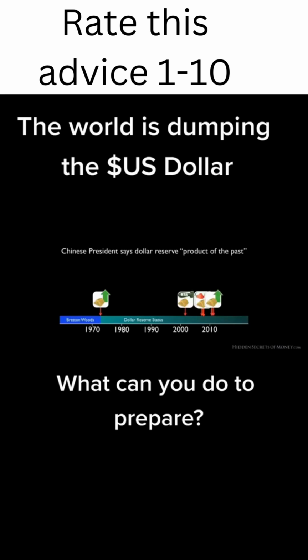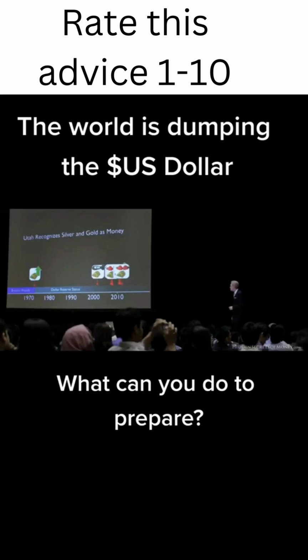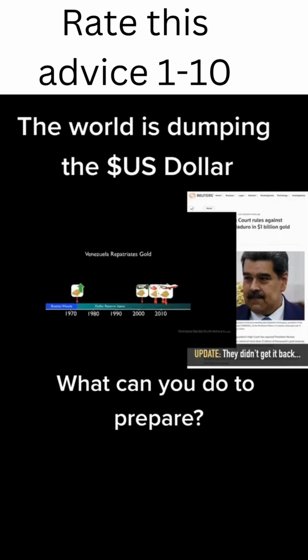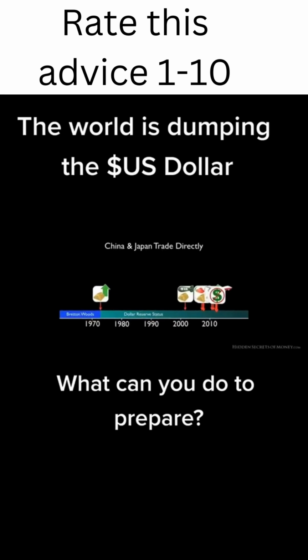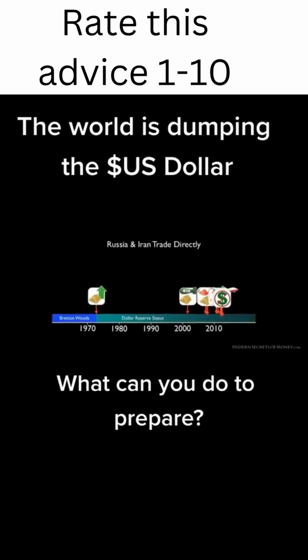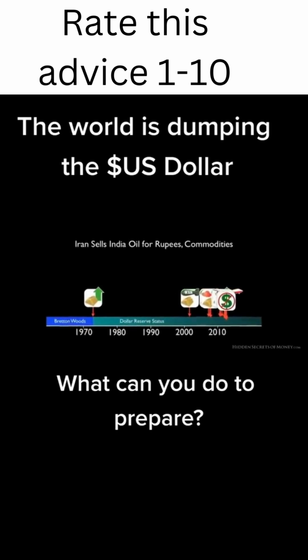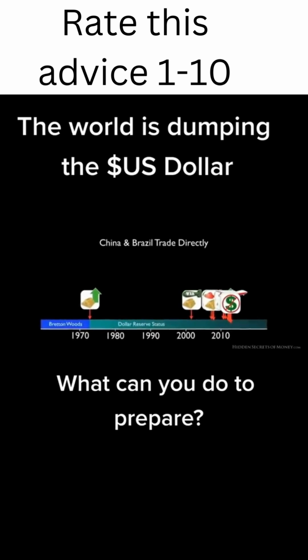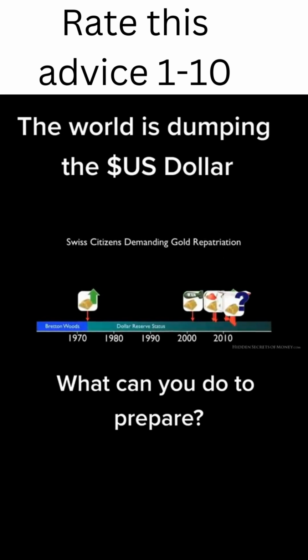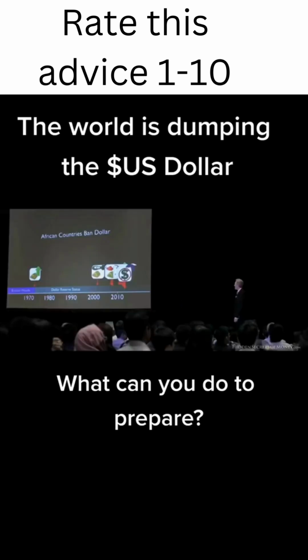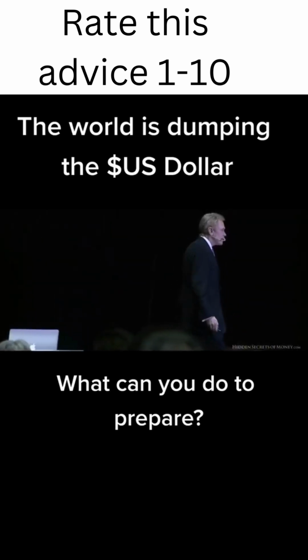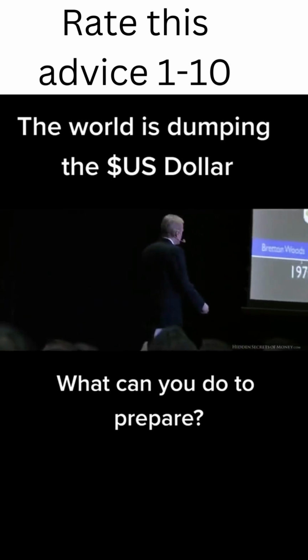Chinese president just recently said that the dollar as the world's reserve currency is a product of the past. Utah recognized silver and gold as money. China and Iran bypassed the US dollar with a bilateral trade agreement. Venezuela repatriates its gold. China and Japan trade directly. India and Japan bypass the US dollar. Russia and Iran trade directly. Iran sells India oil for rupees and commodities. China and Brazil trade directly. Swiss citizens demand gold repatriation. African countries ban the dollar. In Zambia, you can go to jail if you use US dollars.